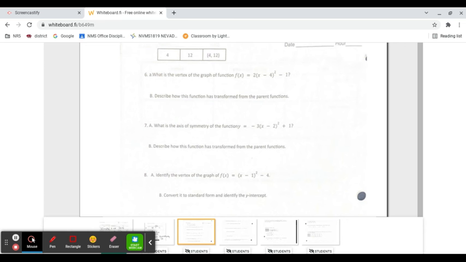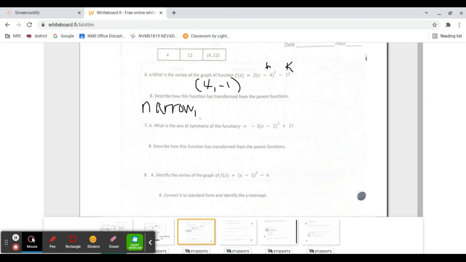Okay, looking at number 6. What is the vertex of the graph? Remember, your vertex is (h, k). Right here, we have the opposite of h, which would be negative 4. If I want h, I've got to do the opposite of negative 4, which is 4. Then k is at the very end, so whatever this last number is, you're actually going to write as your vertex. Describe how this function transformed from the parent function. So the 2 means that it got more narrow.